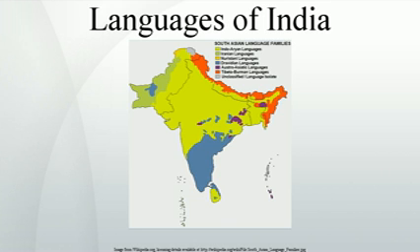For example, the state of Andhra Pradesh has Telugu as its official language, the state of Karnataka has Kannada as its sole official language, the state of Maharashtra has Marathi as its sole official language, the state of Punjab has Punjabi as its sole official language, the state of Odisha has Oriya as its sole official language, the state of Tamil Nadu has Tamil as its sole official language, while the state of Kerala has Malayalam and English as its official languages. The state of Jammu and Kashmir has Kashmiri, Urdu, and Dogri as its official languages.